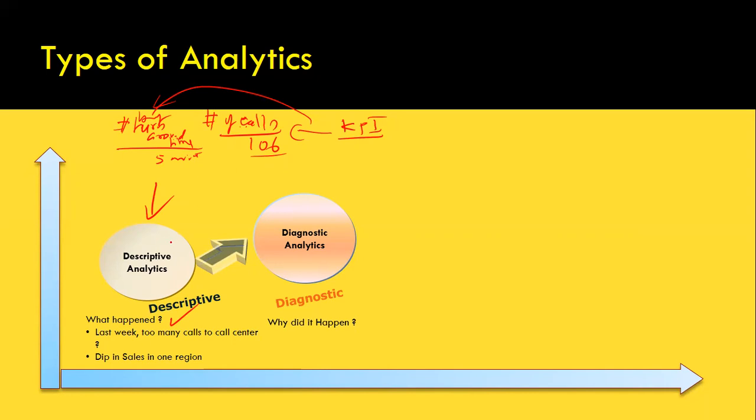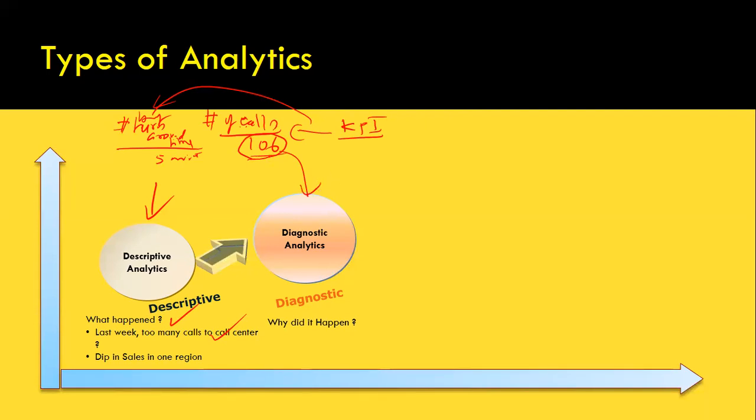So as part of descriptive analytics, it will show you what has happened in the past, or what is happening currently. And the next thing is, when you see this 106 compared to the past months, this is way too high. Now the next question is, why did we receive so many calls in the last month? You want to go one step further and find out why we received so many calls. That is where diagnostic analytics comes into the picture.